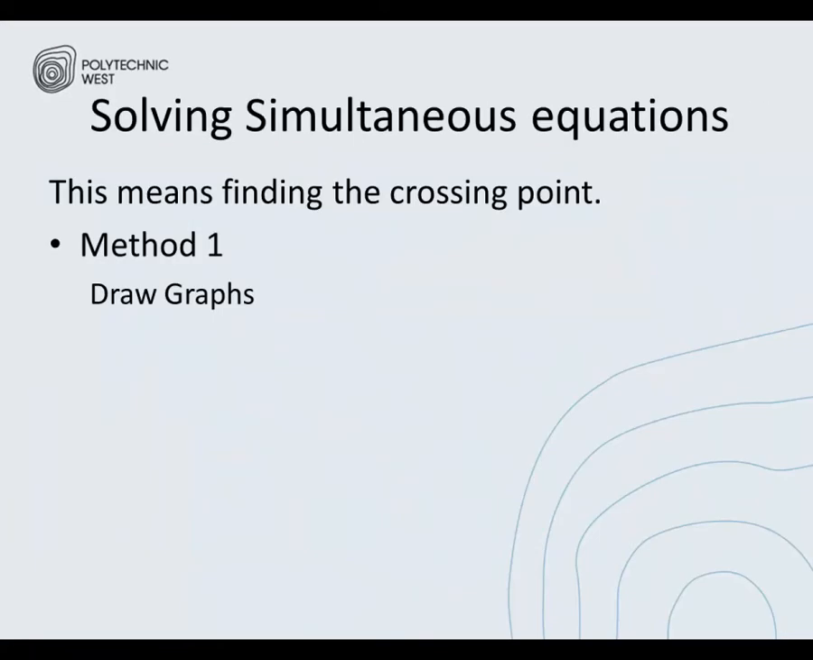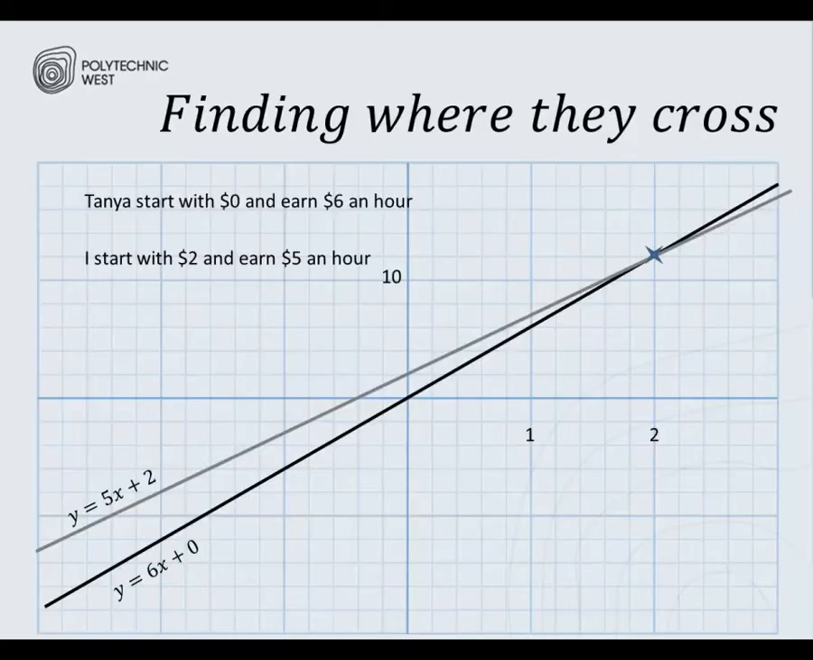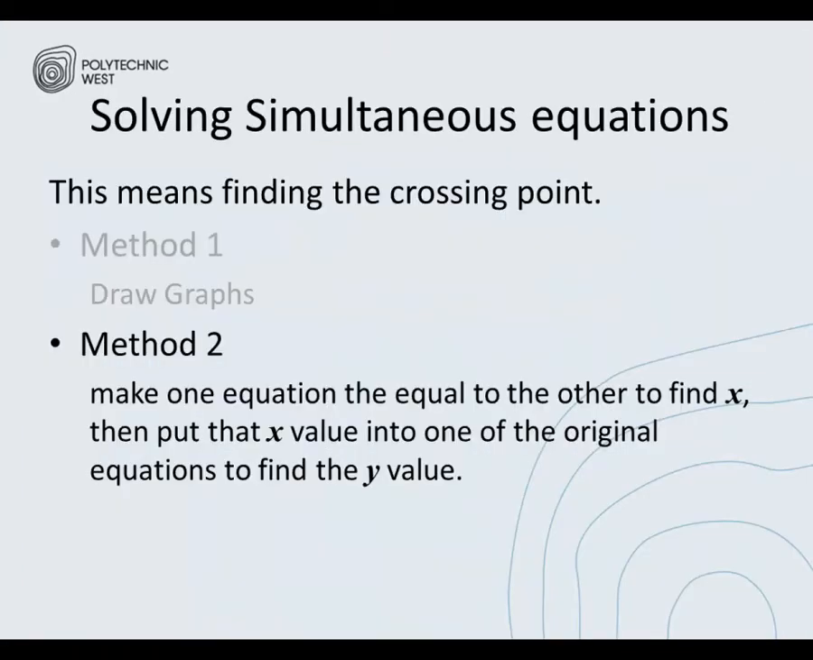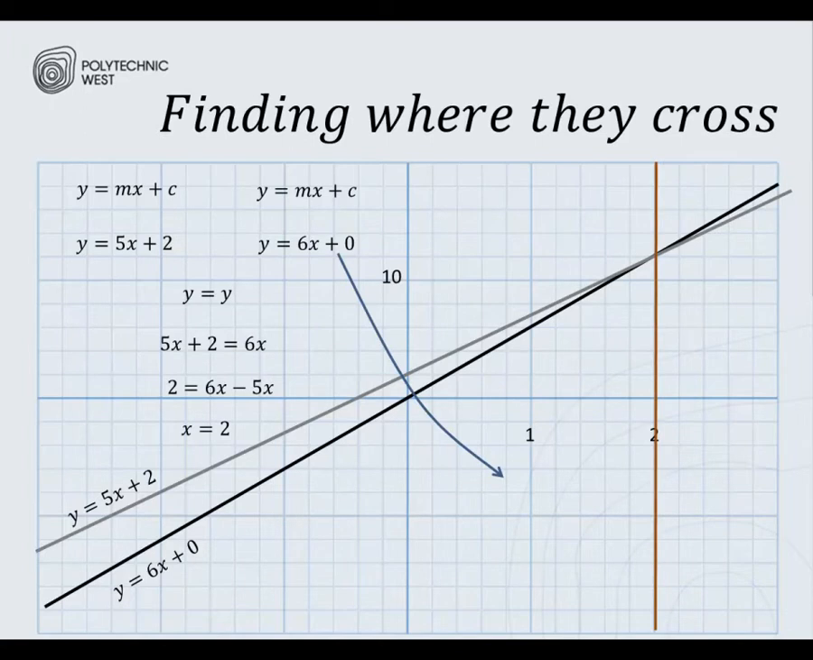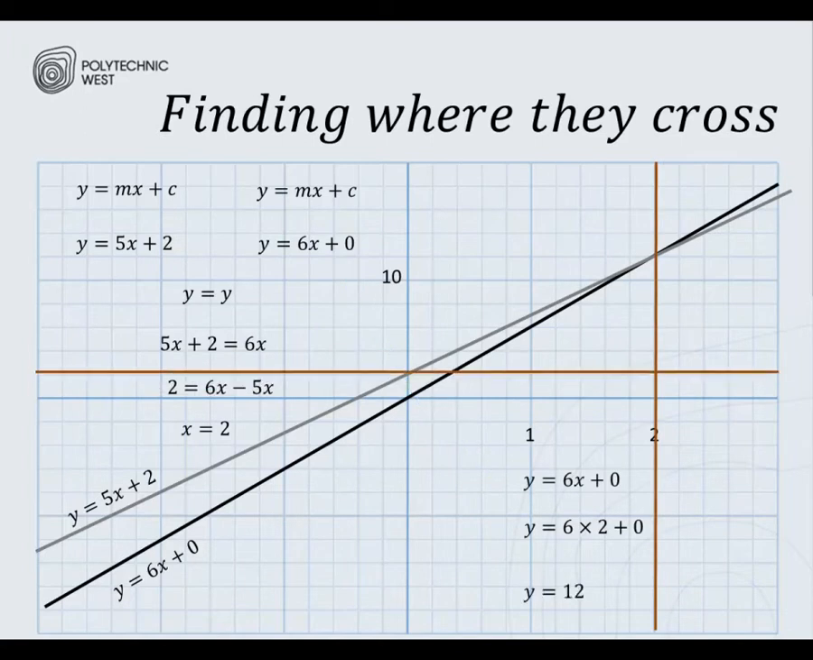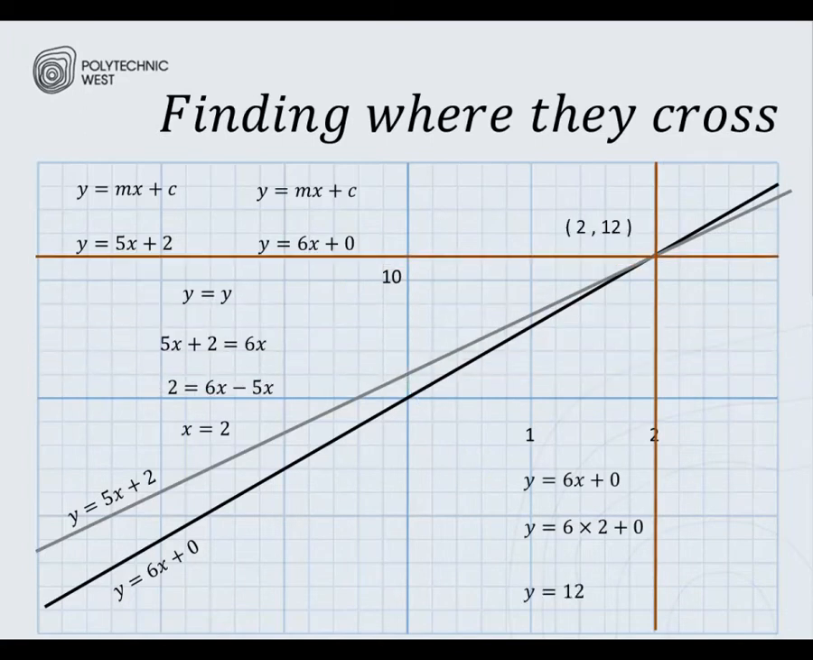In summary, solving simultaneous equations, there are two methods. The first method is to draw the graphs, and just from the graph read off the x and the y where they cross. The second method is to make one equation equal to the other and find the x, then put the x value into one of the original equations to find the y. So there's the equations, put them together, gives me an x of 2, using Tanya's equation, and I get a y of 12.